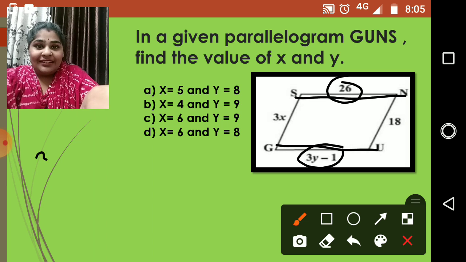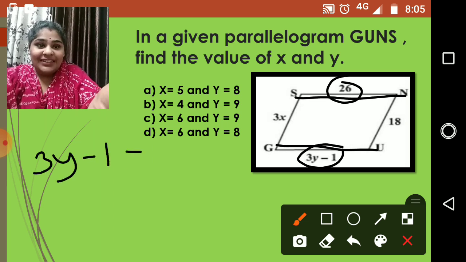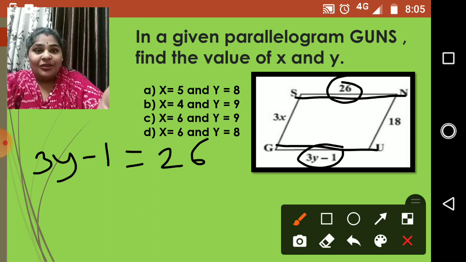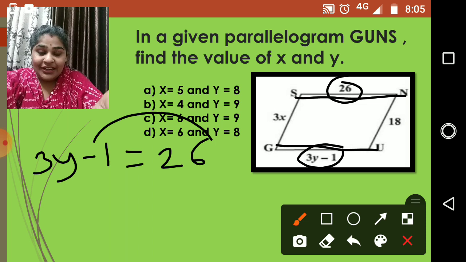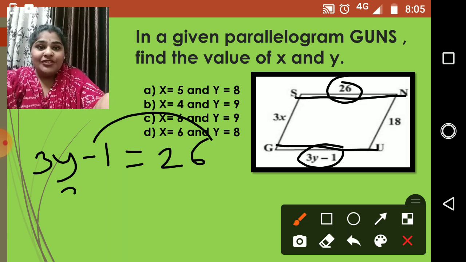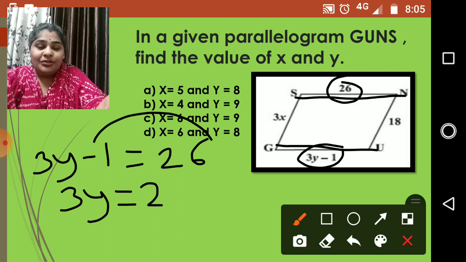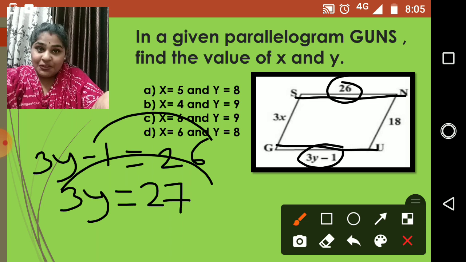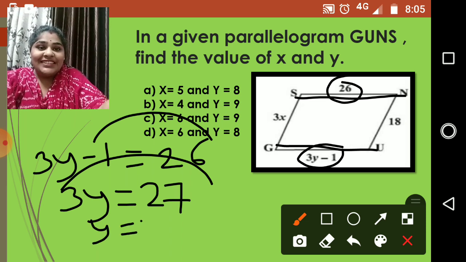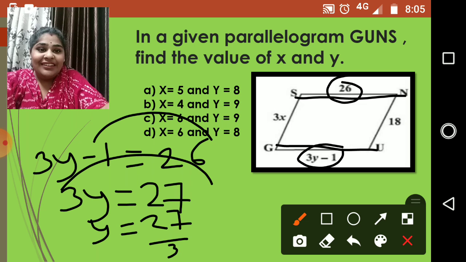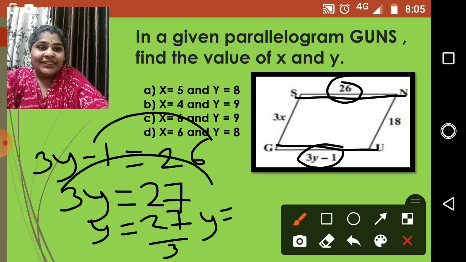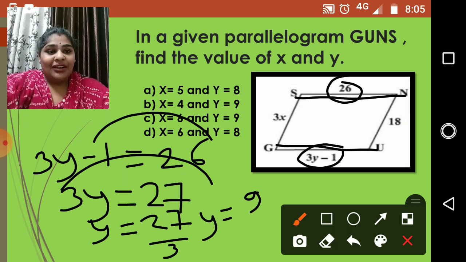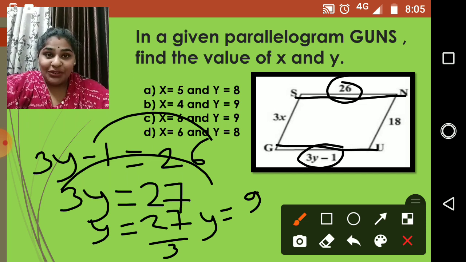Alright, that is I can write 3y minus 1 is equal to 26 since both the sides are equal. Now I will transpose this to right hand side. The minus 1 will become plus 1. So it will be 3y is equal to 26 plus 1, 27. Next, 3, I will transpose it to the right hand side. It will be y is equal to 27 upon 3. That is y is equal to 9. I hope this is clear. So we got our one value, that is y is equal to 9.